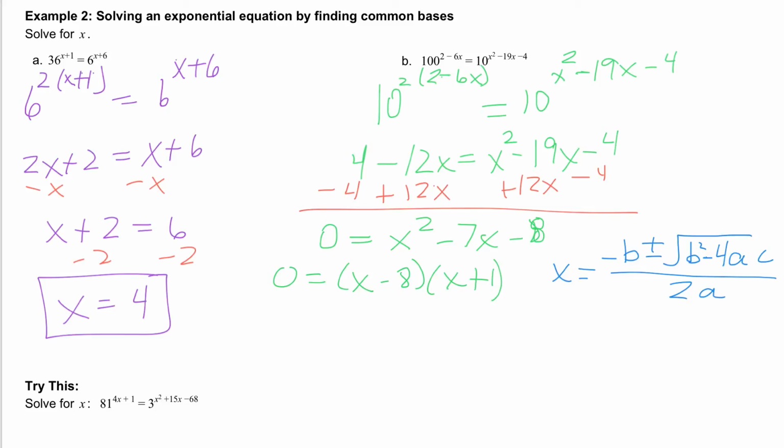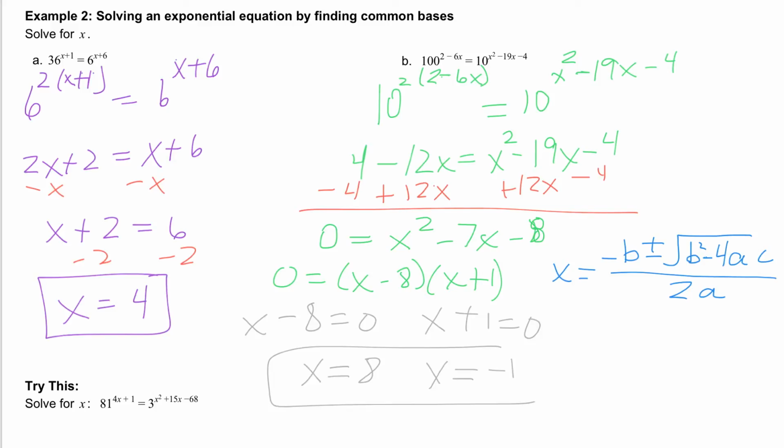And once we have those factors, we can then take both of these and set them equal to 0. So we get x minus 8 equal to 0, and we can take x plus 1 and set that equal to 0. So we get two answers for this problem. We get x is equal to 8, and we get x is equal to negative 1.